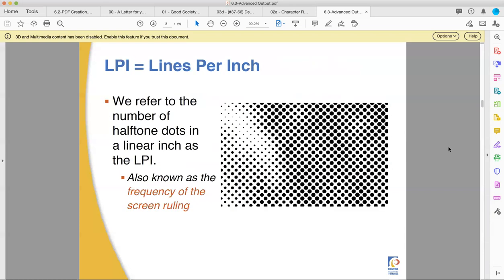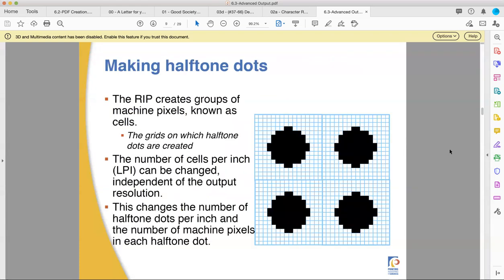Now, another resolution is called lines per inch. Lines per inch is talking about the number of halftone dots you can have in an inch. They also call it the frequency or the screen ruling of the print. That's counting the number of actual printed spots on the paper you can get in one inch. So, making halftone dots. This is the exciting stuff. This is the part where we start to talk about the translation of computer pixel to machine pixel, and from machine pixel to halftone dot.